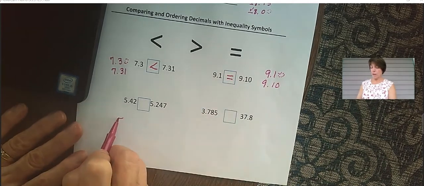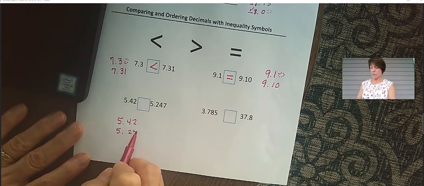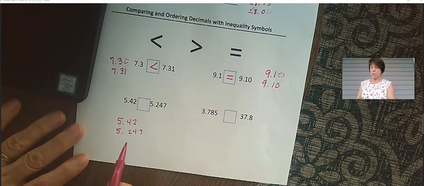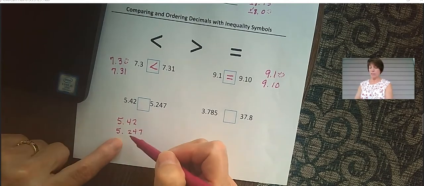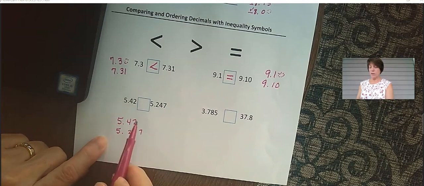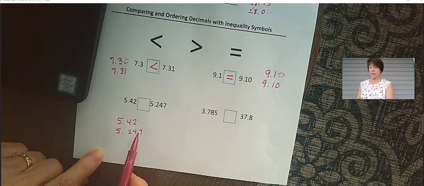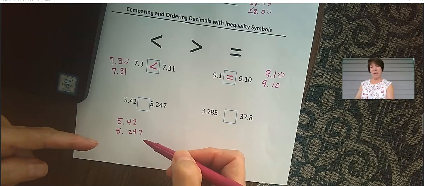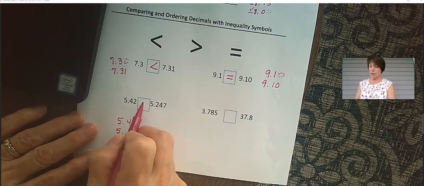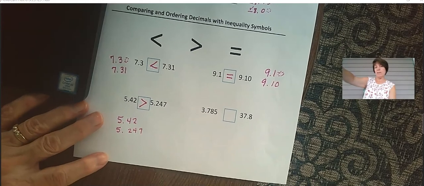And then we've got our 5 and 42/100 and our 5 and 247/1000. So the 5 doesn't tell us anything, but the 4 tells us that this number is larger. 5 and 42/100 is larger than 5 and 247/1000. Notice this number is longer, but it's still less value than that number. So 5 and 42/100 is larger than 5 and 247/1000.